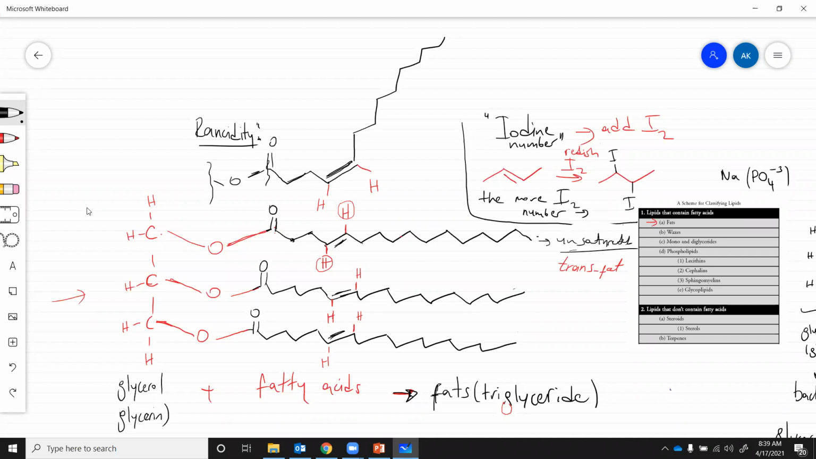But if you have a cis fat, not trans fat, I can give you one example, like oleic acid. What's oleic acid? Anyone know? This is olive oil, right? And this olive oil, is it solid or is it liquid at room temperature?